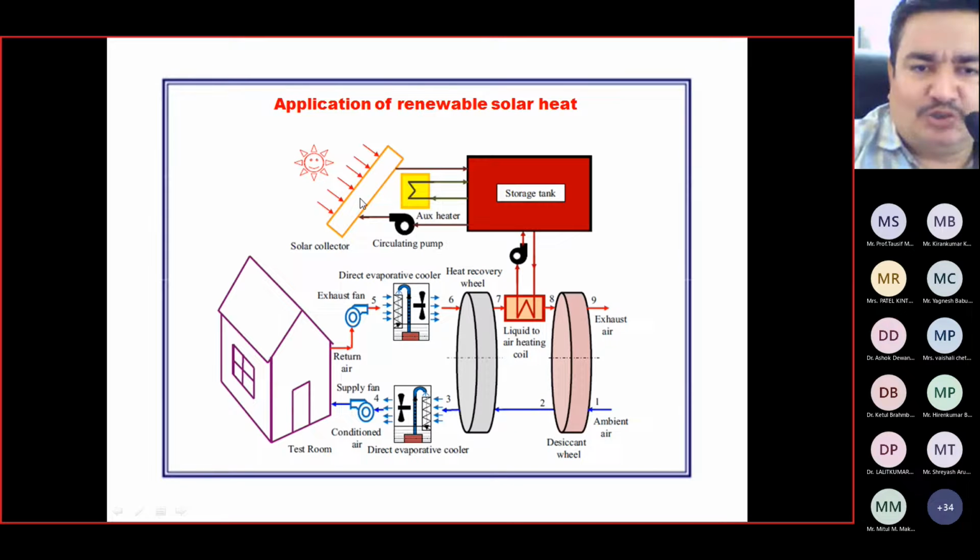Sometimes solar energy can be harvested by use of a solar collector and some auxiliary heater under windy or, you can say, cloudy atmosphere. At that time the storage tank will collect the hot water, and through a liquid to air heating coil we may provide the same to the dehumidifier for the process heating.